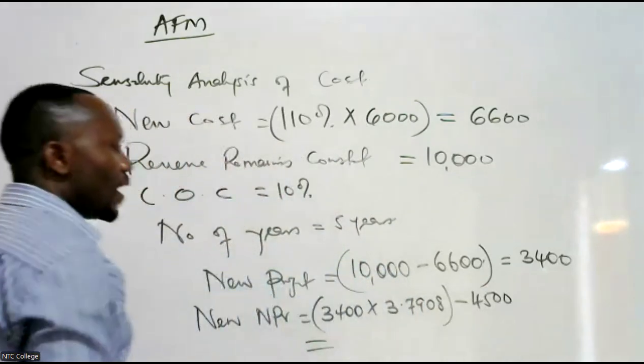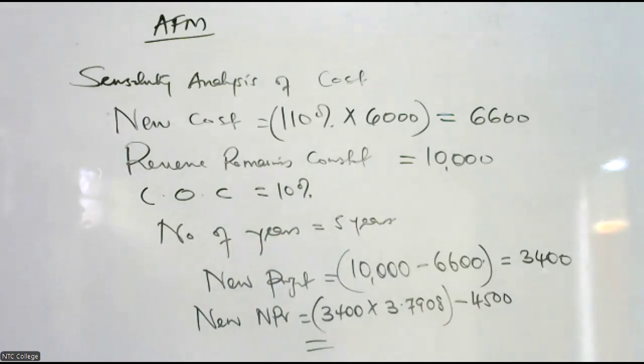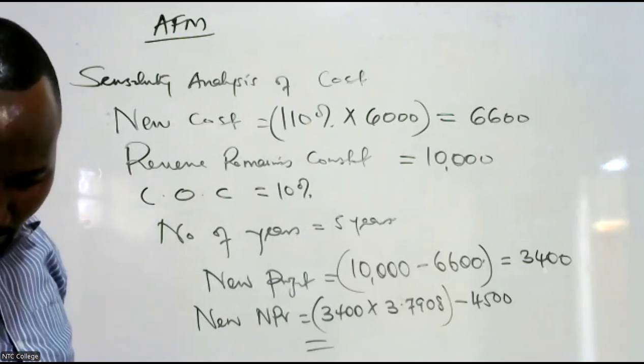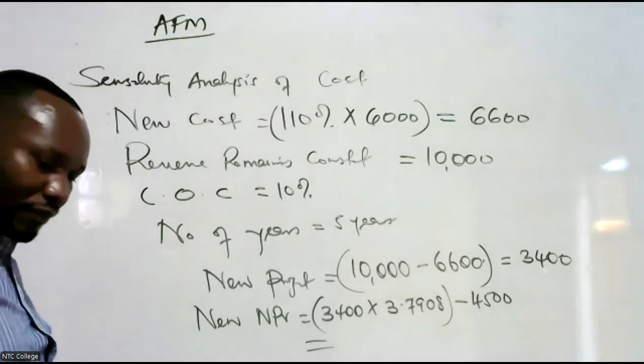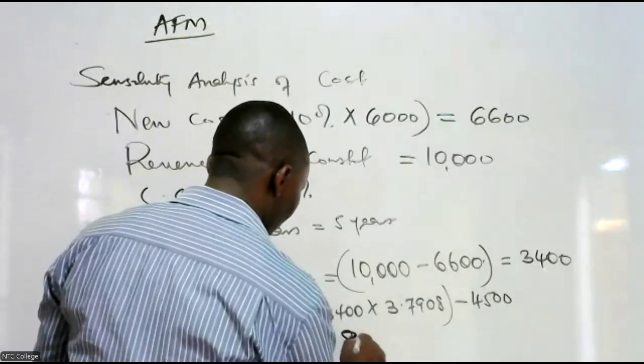So what is your new NPV? As a result of a 10% change in cost, what is the new NPV? I'm getting 8,388.72.